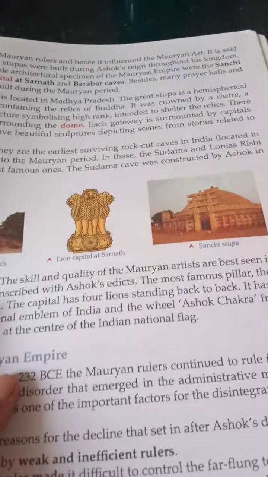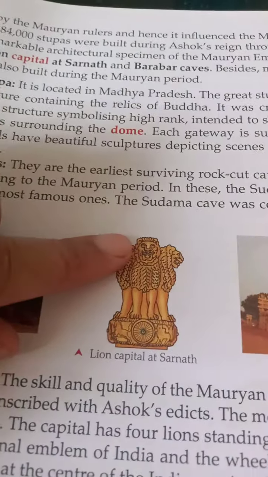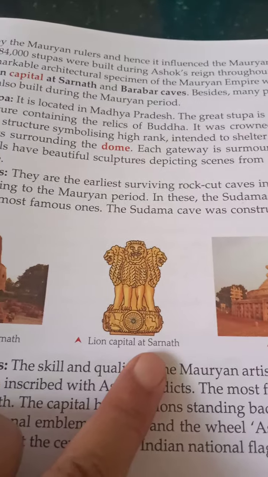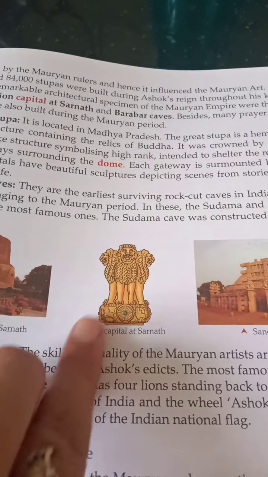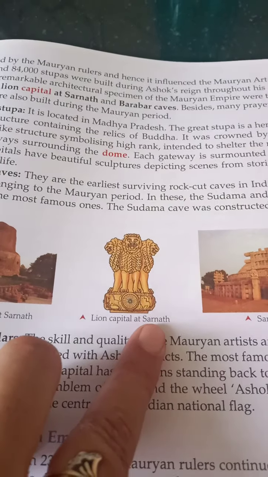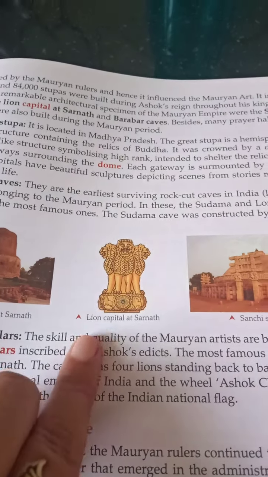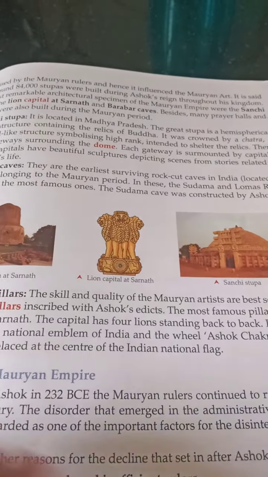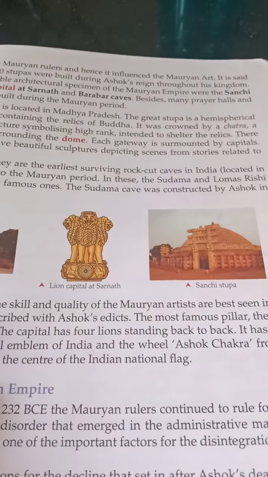Okay, see here. Could you see this? Again, is this a caption or a label? That's a caption: Lion capital at Sarnath. So this is a caption telling more about this picture, giving us information about this picture. Is it a diagram? Does it have labels? No, it's a picture which gives us the caption. Alright children, I hope you have understood labels, diagrams and captions now.